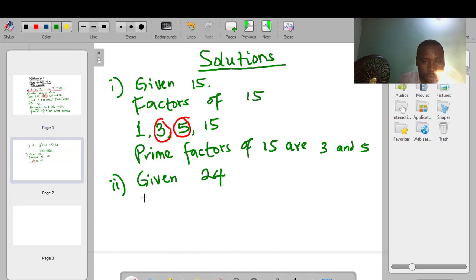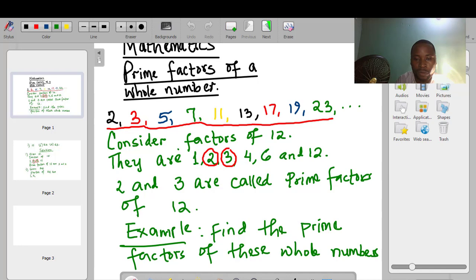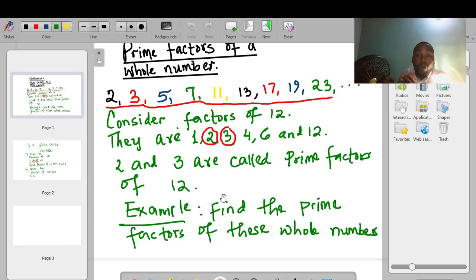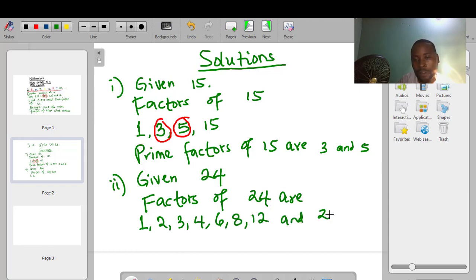So look at it. Factors of 24 are 1, 2. All these factors of 12 are going to be factors of 24, because 2 12s is what makes 24. So all the factors of 12 here, plus other ones, are going to be factors of 24. So factors of 24 are 1, 2, 3, 4, 6, 8, 12, and 24.